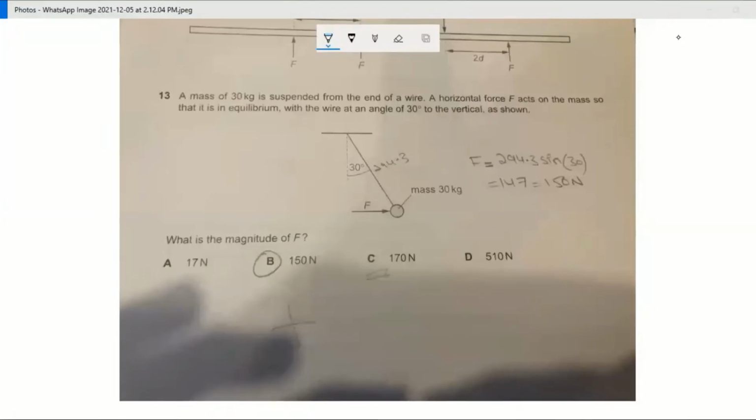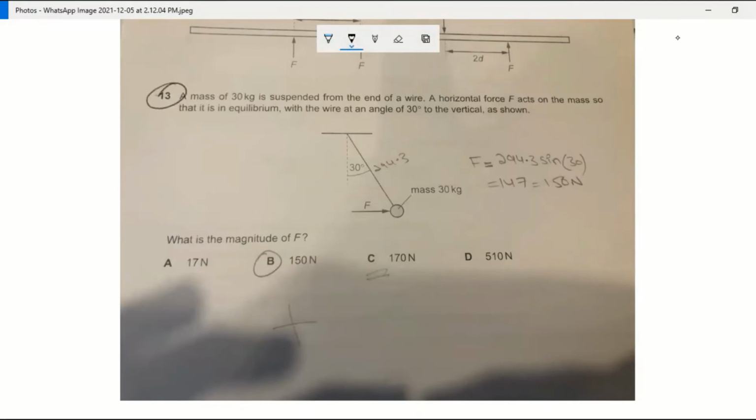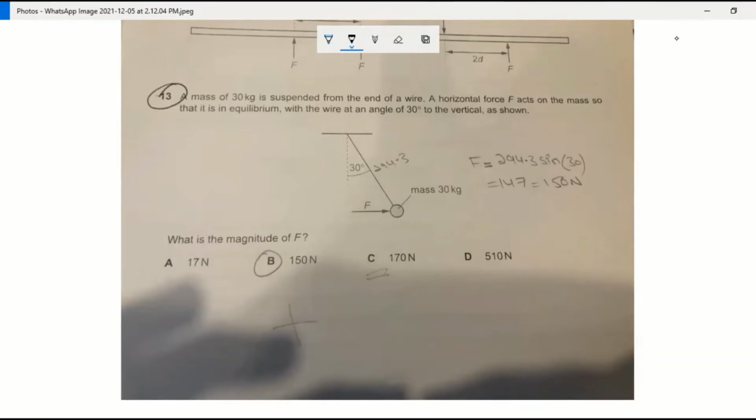Okay, in this question 13, the mass of 30 kilogram is suspended from the end of the wire. The horizontal force F acts on the mass so that it is in equilibrium with the wire at the angle of 30 degrees to the vertical. What is the magnitude of the force?